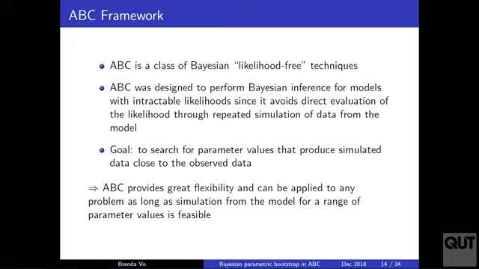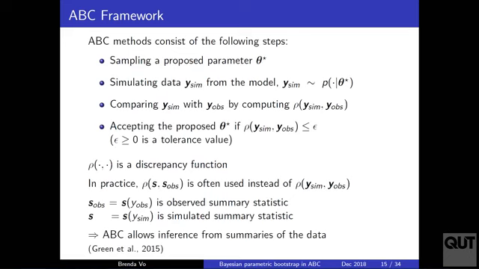Right, so now we move to ABC. Tony talked a lot about ABC yesterday, so we may go through this one quicker. Basically, the goal of ABC is to search for parameter values that produce simulated data that is close to the observed data. And I put up here some main steps of ABC for those who are new.